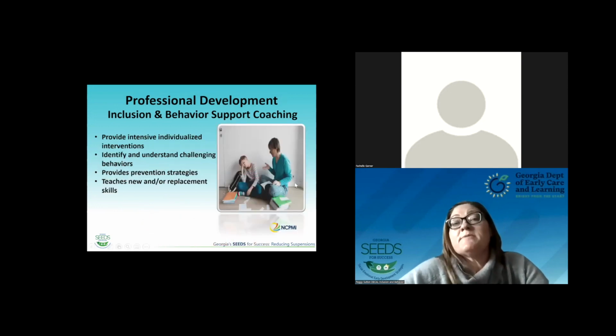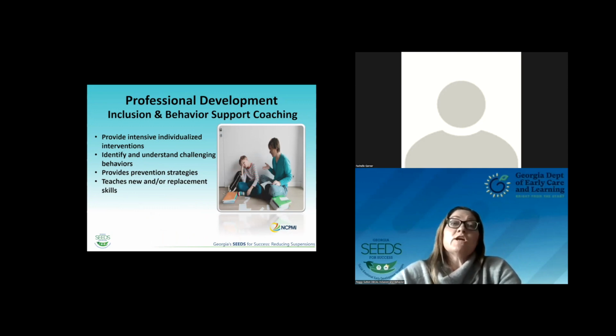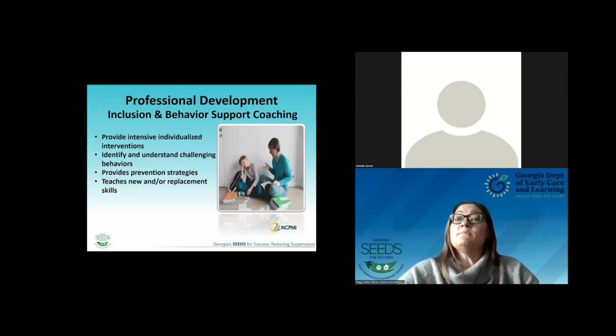But now let's get into the last prevention strategy that we're going to discuss, and that is behavior intervention. This is designed to provide that intensive, individualized intervention with those children that have persistent challenging behaviors. Based on research, behavior support coaching provides a process to help understand and resolve challenging behavior of individual children. So this offers an approach to develop an understanding of why the child is engaging in the challenging behavior, and also provides strategies to prevent the occurrence of the challenging behavior, all the while teaching the child some new skills or replacement skills, as we've heard them called before.